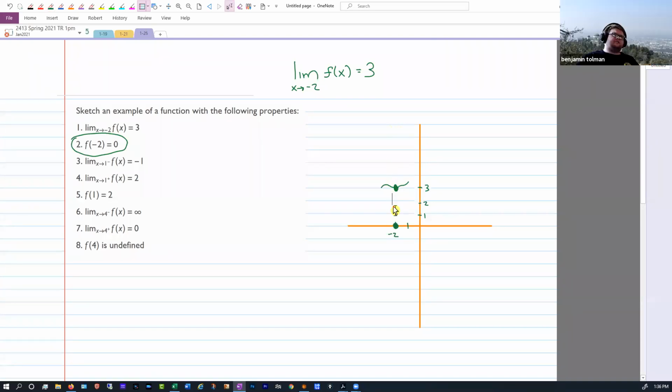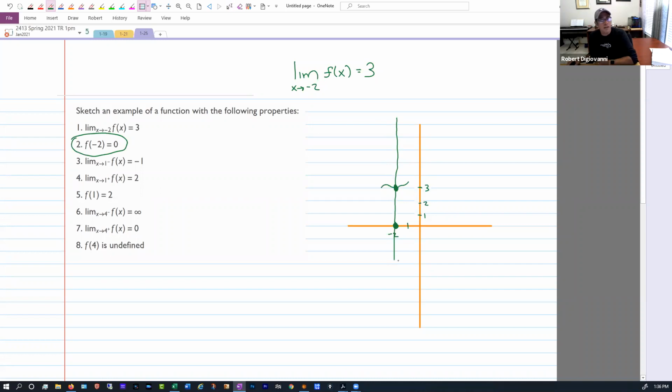Then it would fail the vertical line test, right? If you try to draw a vertical line, you're going to hit the graph in two places, and that wouldn't be a function. So you have to eliminate one of those, and that means you have to eliminate the dot here, because this dot has to be here.